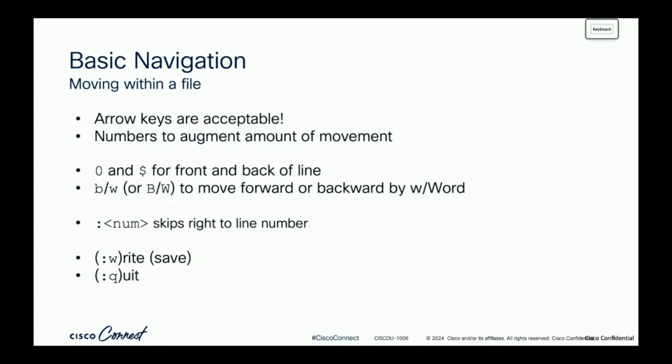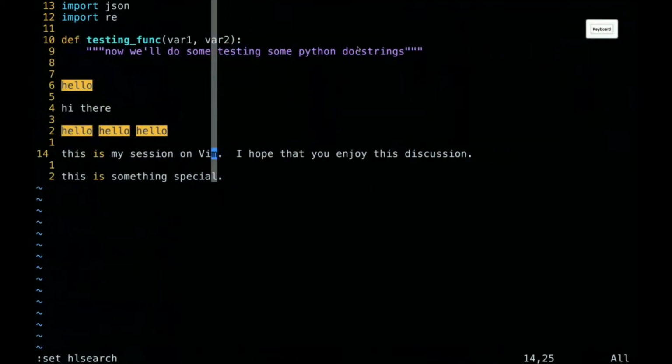Colon W will write. Colon Q will exit. You can combine those two. Colon WQ will write and then quit. You can also do colon X, which will do the same thing, but I like to separate it. Write, because I'm an old network engineer, write the config, and then quit. So we'll show you this here.